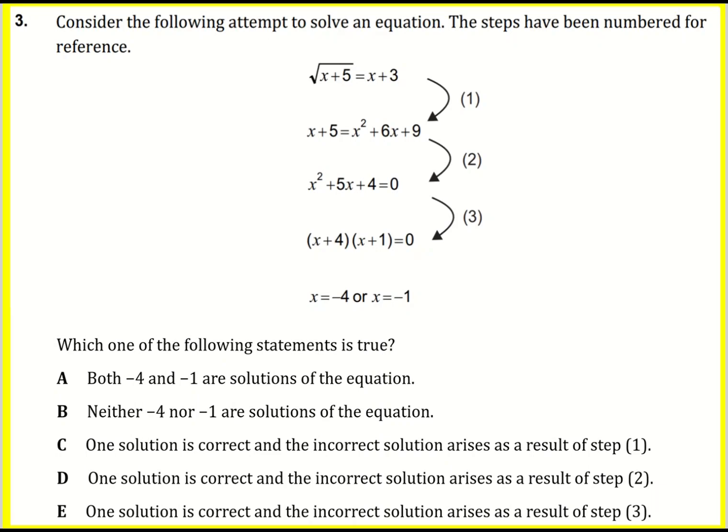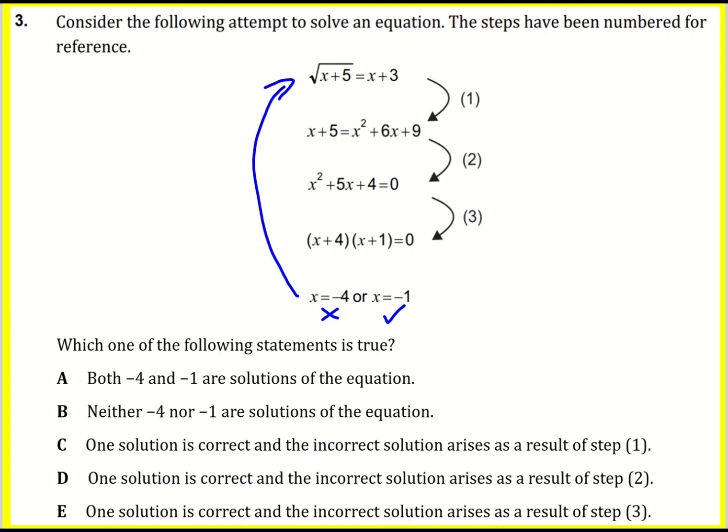So one way to check whether the solutions are correct is to substitute them back into the original. Now when you put in -1, we'll get the square root of 4, which is 2, and on the right-hand side we'll also get 2. So that one's fine. If you put in -4, then you get the square root of 1 on the left, and you get -1 on the right. That one cannot be true.